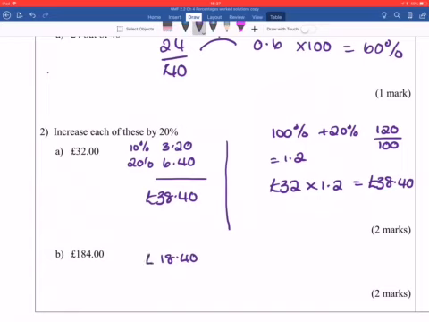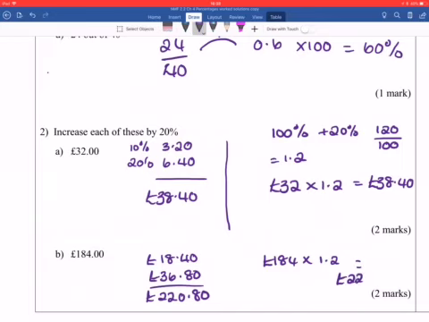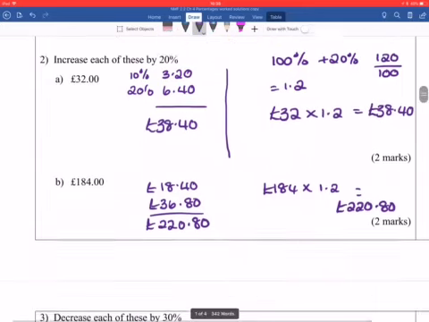So I'm going to do the same for £184. £18.40 would be 10%. So £36.80 would be 20%. And I add it on and I get £220.80. And I'd get exactly the same if I did 184 multiplied by 1.2, which is my 100% plus 20%, and I will get exactly the same answer, £220.80. So you only have to do one. Eventually you need to be doing this second method, but either way is fine.